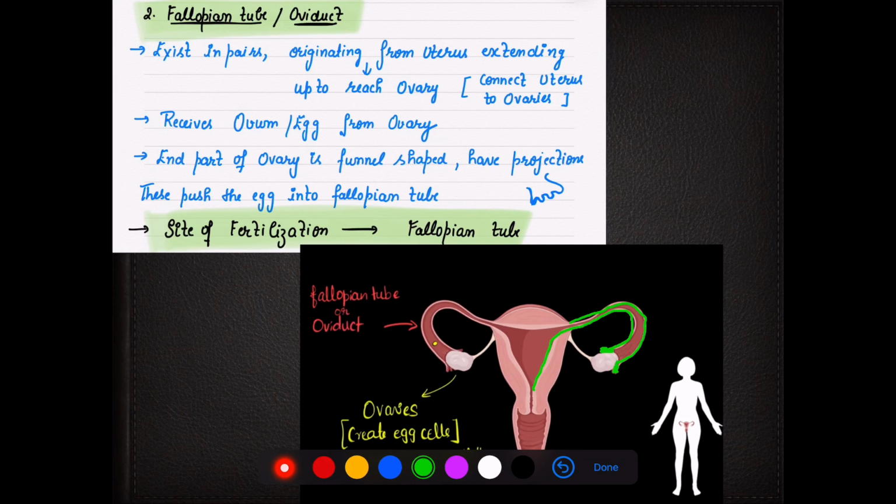It receives the egg. This is the ovary in which many eggs are present, but every ovary releases a single egg.